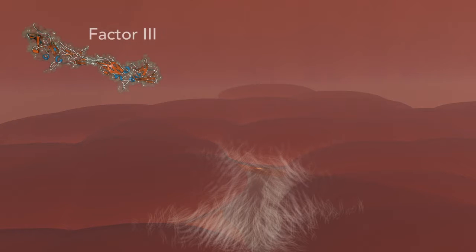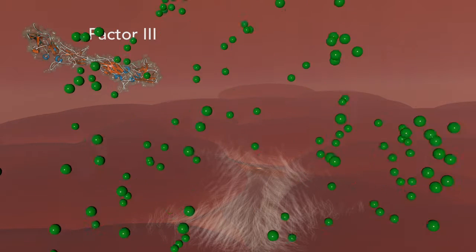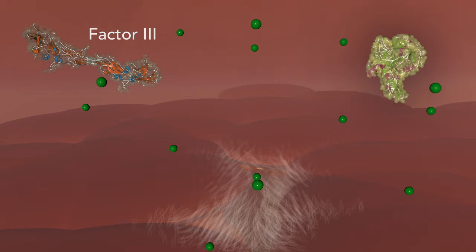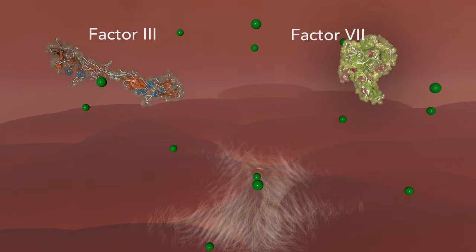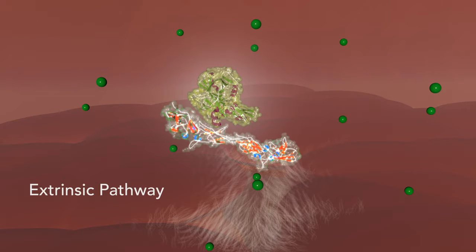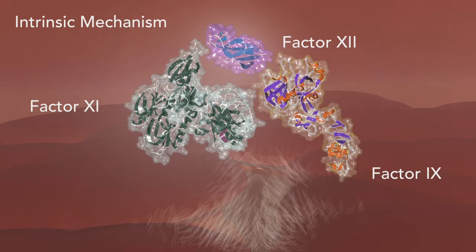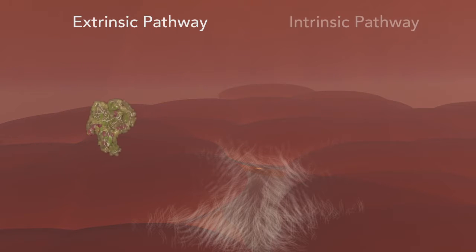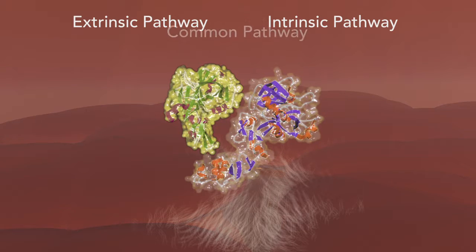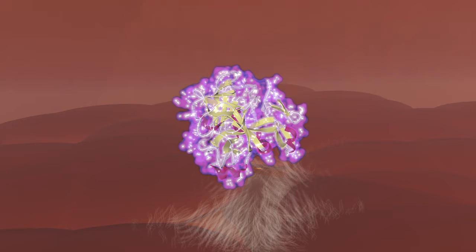When tissue cells are first damaged, factor III, tissue factor, is released. An increase of calcium cations activate factor VII, which will bind to factor III to begin the extrinsic pathway of the coagulation cascade. Plasma protein factor 12 then activates factor 11 and then factor 9, initiating the intrinsic mechanism of the coagulation cascade. The extrinsic and intrinsic mechanisms collide together to activate factor X.